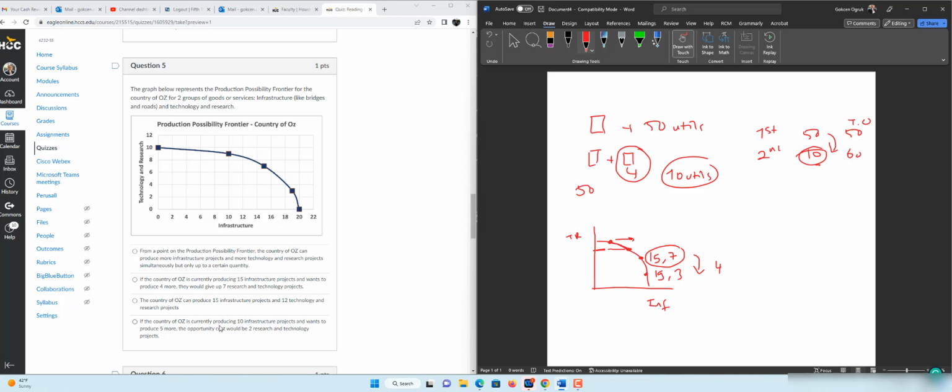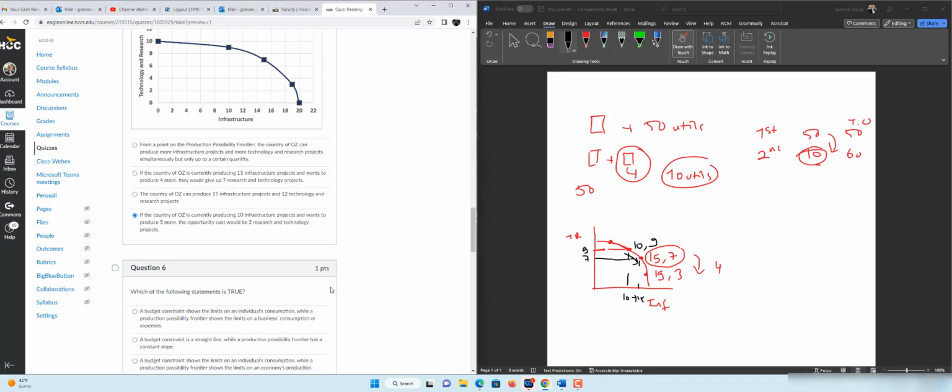If country Oz is currently producing 10 infrastructure projects, we are here, and wants to produce 5 more, which we come here, which is going to be 15, the opportunity cost would be 2 research and technology. Let's find out: when it's 10 infrastructure projects, we have 9 technology and research projects. And if the country wants to increase from 10 to 15 here, they need to give up 2 research projects. Therefore, this is the correct answer.